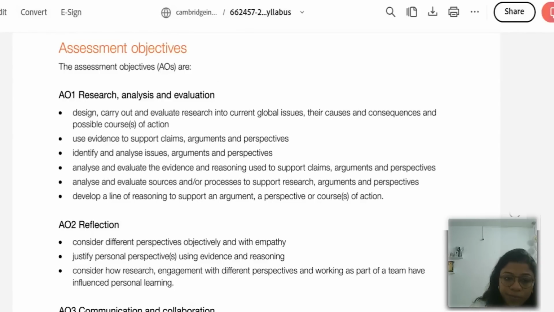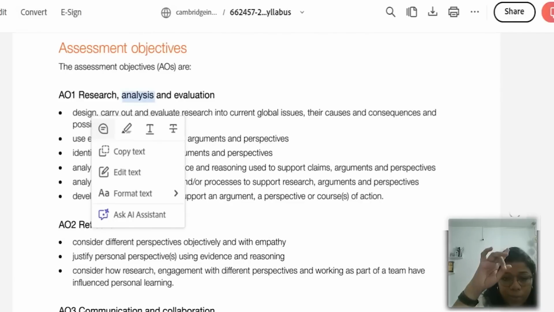Okay, don't get distracted. Now, assessment objectives. Let me help you understand. Most of the students skip this part, but it is important to understand what the expectation from each one of you is by this board. Assessment objective one is research, analysis, and evaluation. Analysis and evaluation will majorly come in the written paper. It will be there in written, in the IR, and in the team project as well. But research won't be there in the written paper, because in your exam, you're not going to sit with your devices to research anything. Research is majorly for your IR and for your team project.